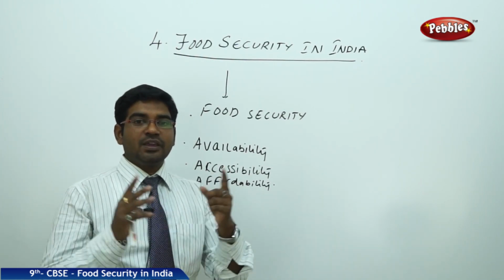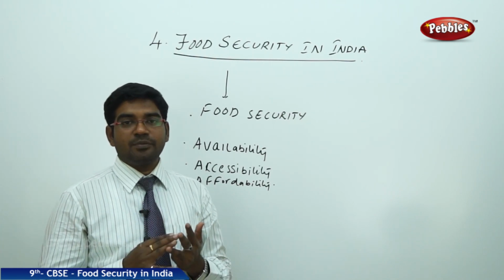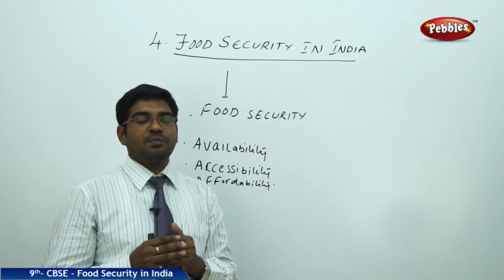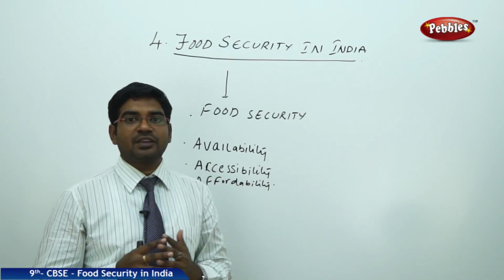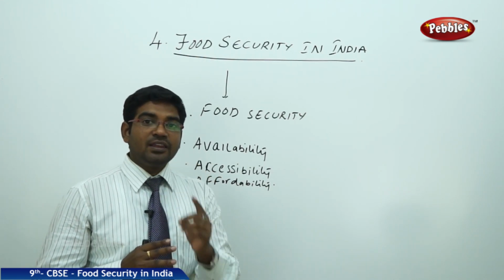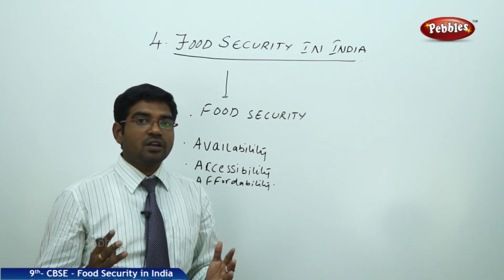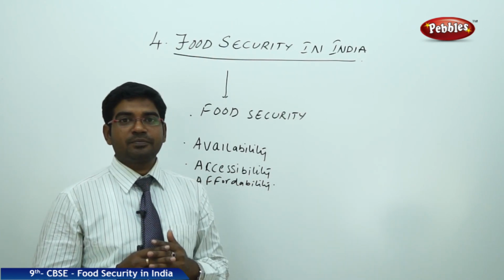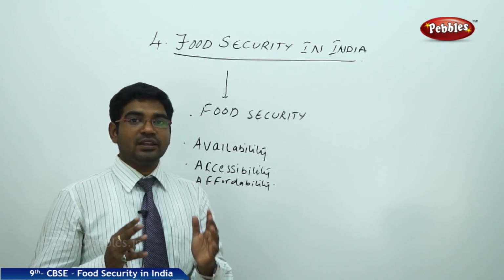One, it should be available. Two, it should be accessible to them. And three, it should be at affordable levels for the people. If the cost of rice or wheat is 50 rupees per kg and the daily wage of a common man is 40 rupees per day, it is not reachable to him. So he cannot afford it. These kinds of situations are known as non-affordability.